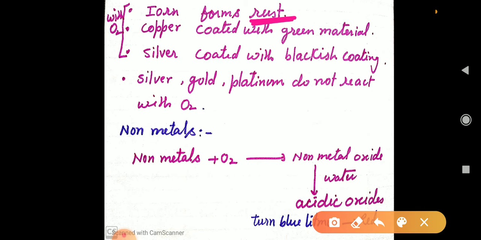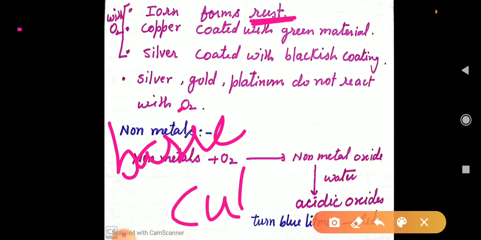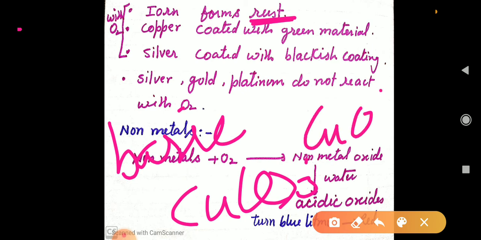Second, copper is coated with a green material. When we leave a copper article for a long time, it develops a greenish coating of basic copper carbonate, CuCO3.Cu(OH)2. This is the basic copper carbonate that is formed, and its color is green. This material deposits on utensils or any article of copper, and it is green in color.